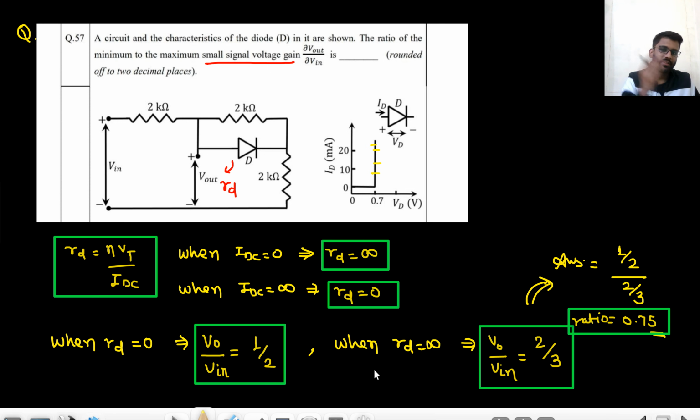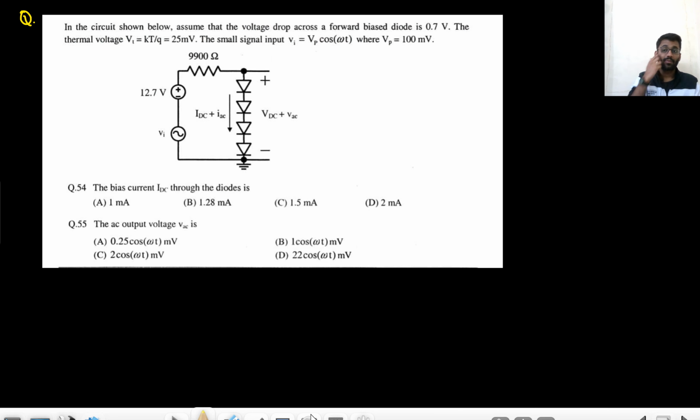When RD is 0, that means your V out by V in is 1 by 2. And when RD is infinity, your V out by V in is 4 by 6, that means 2 by 3. Sorry, minimum gain you are getting is 1 by 2 and maximum gain you are getting is 2 by 3. So 1 by 2 divided by 2 by 3 means 0.75. Well and good. Let's move on to the next problem.